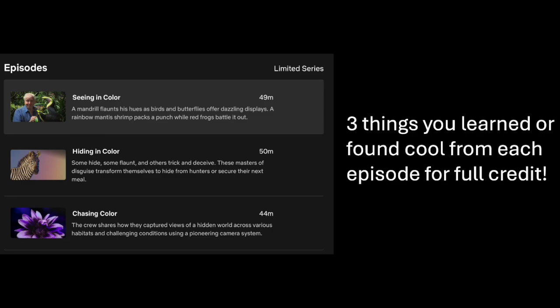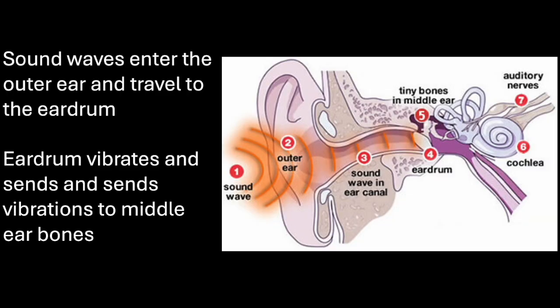Vision School. There's a lot of cool stuff out there. You can do a lot with really specialized cameras. So it's a fun documentary to watch. Hearing. Okay, so this is a bit more complex. We're just going to scan through this.